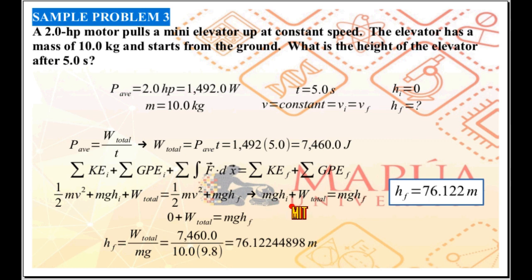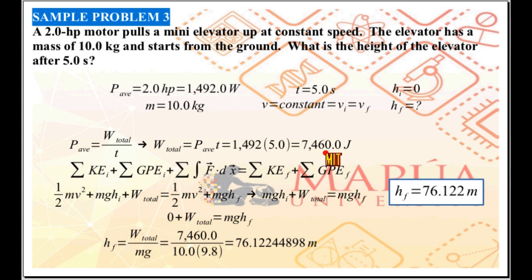m g h initial plus work total is equal to m g h final. h initial is equal to 0, so m g h initial is 0. We are left with total work done is equal to m g h final. We are looking for h final, so we isolate h final. h final is total work done divided by m g. All these quantities are known.